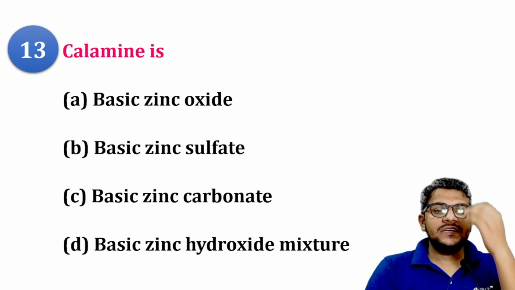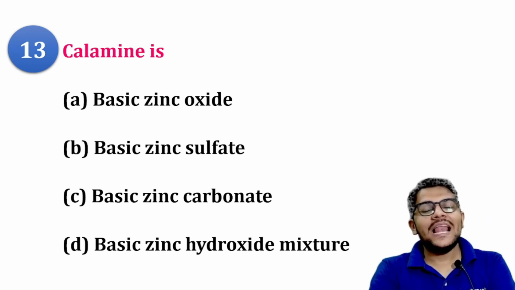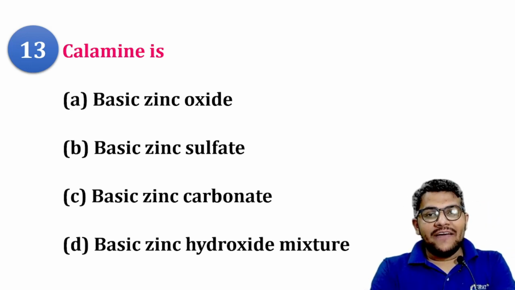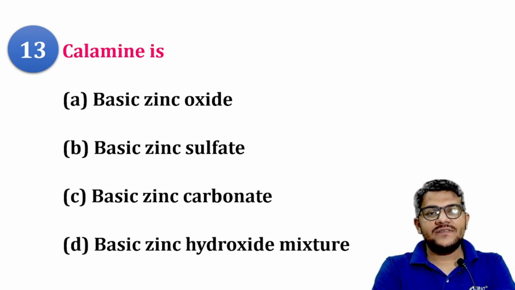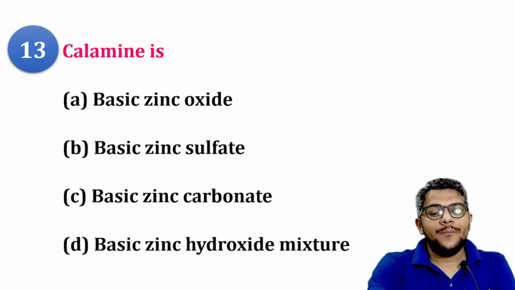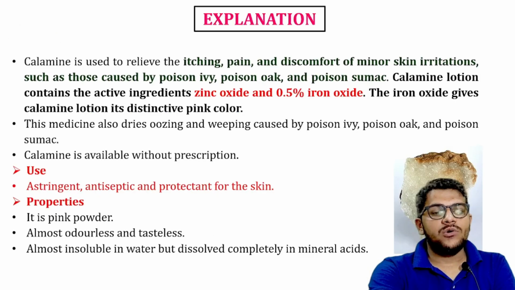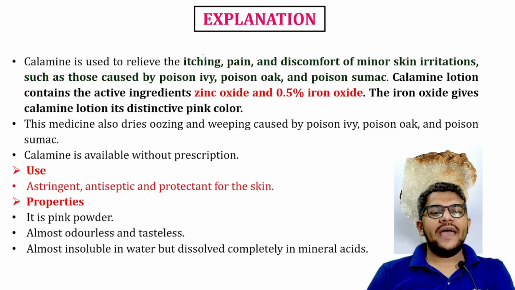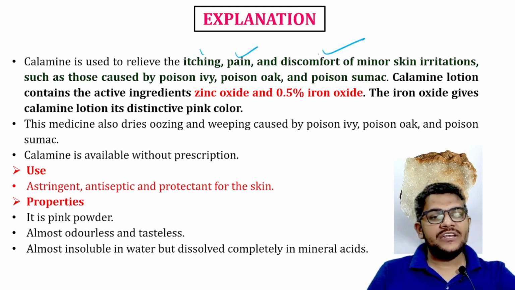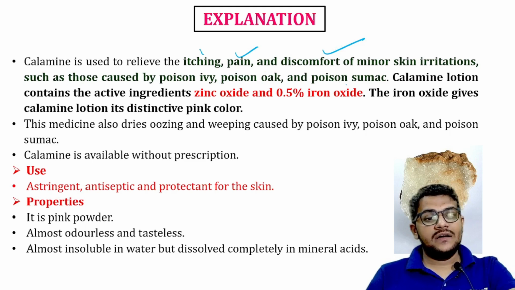Next question after this, we have calamine. Calamine has a pinkish-whitish color and has protective as well as adsorbent properties, and the basic composition of calamine is zinc oxide. So zinc oxide, or calamine, is used for relieving itching, pain, and discomfort in minor skin irritation. Sometimes it can be used for insect bites and poison ivy also.